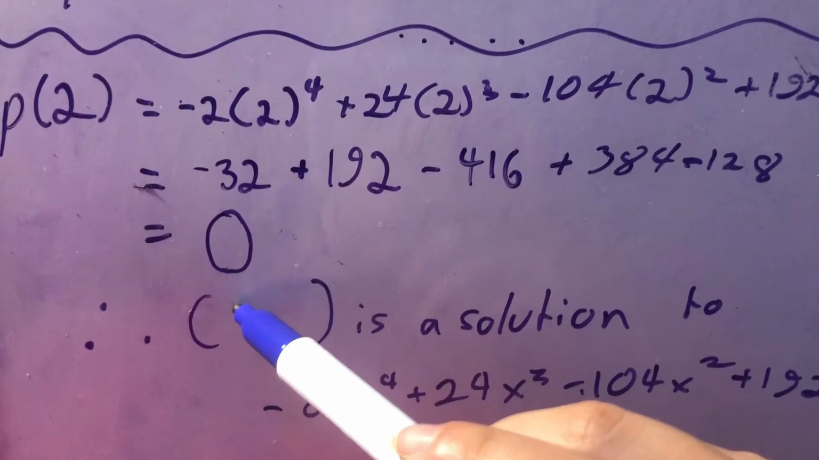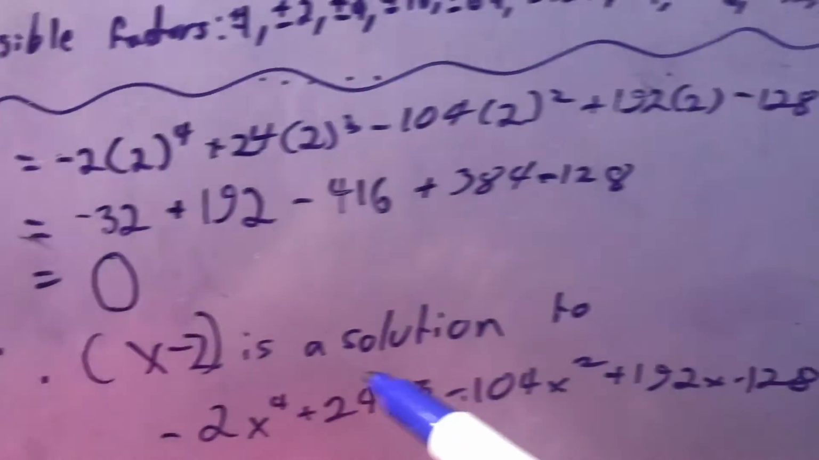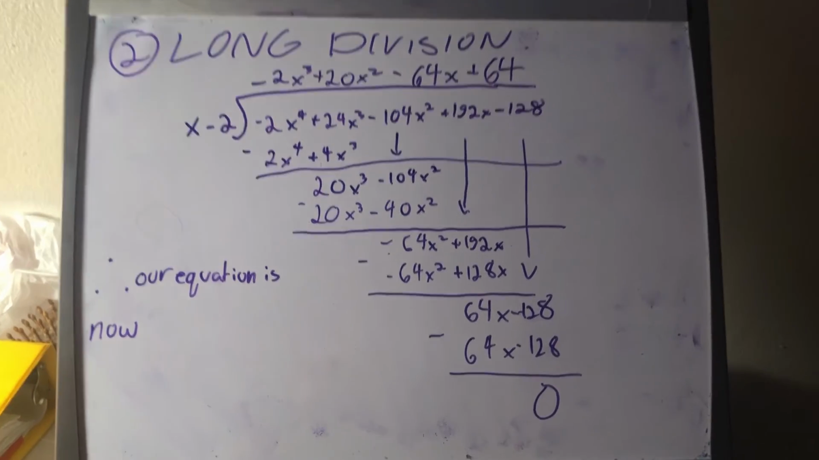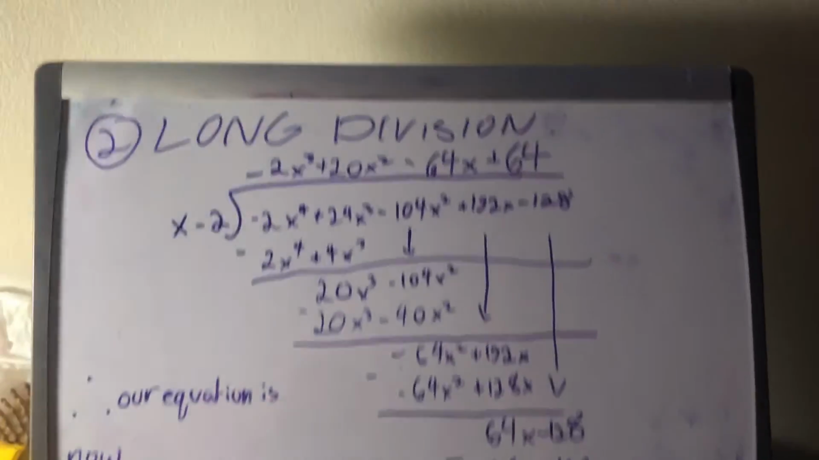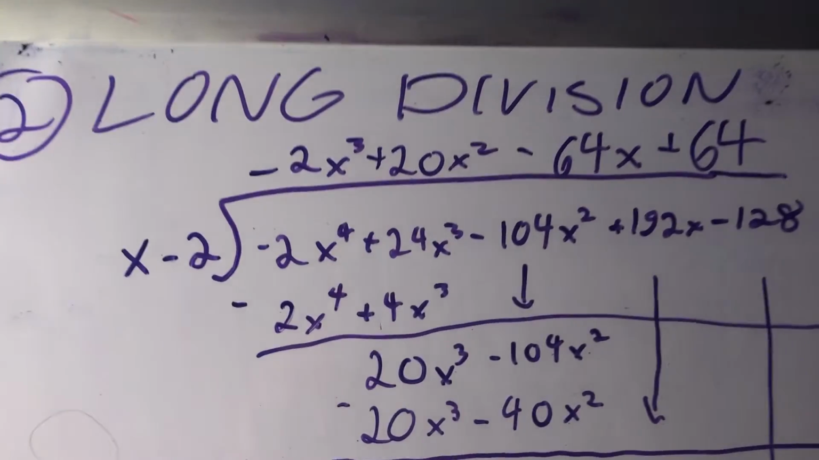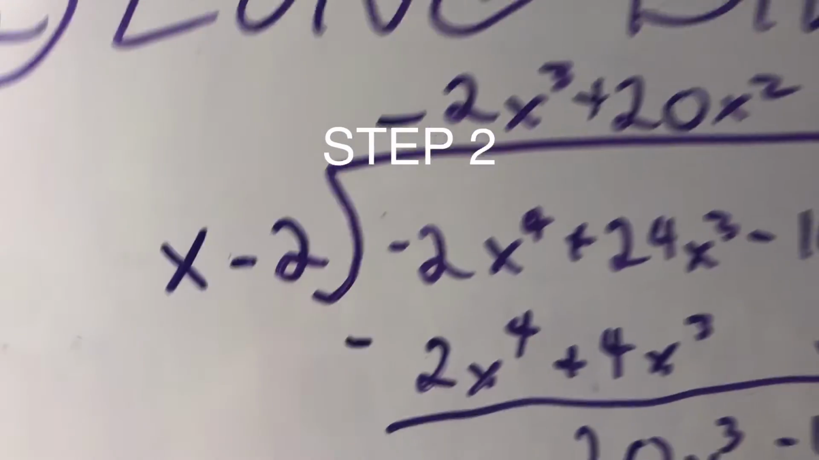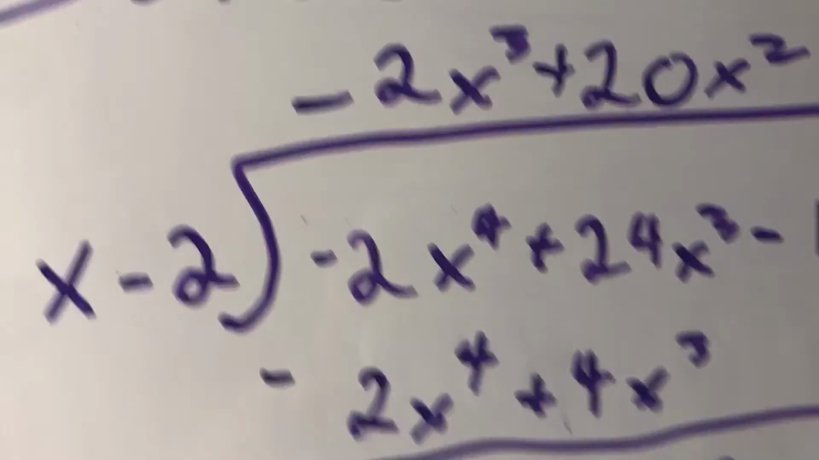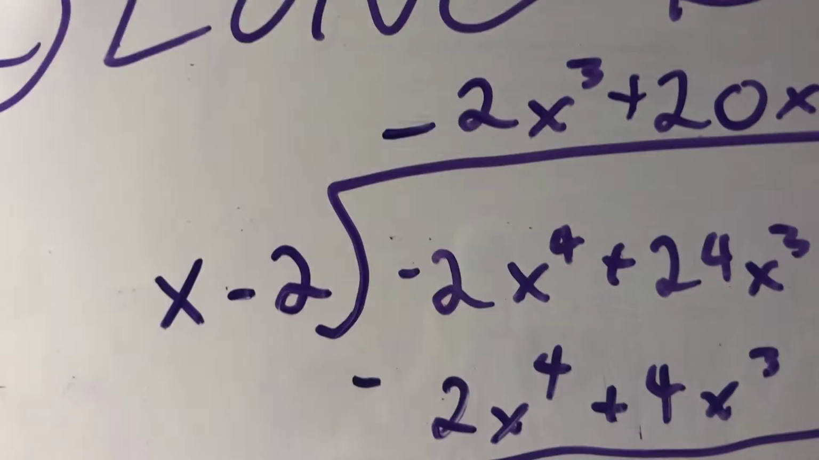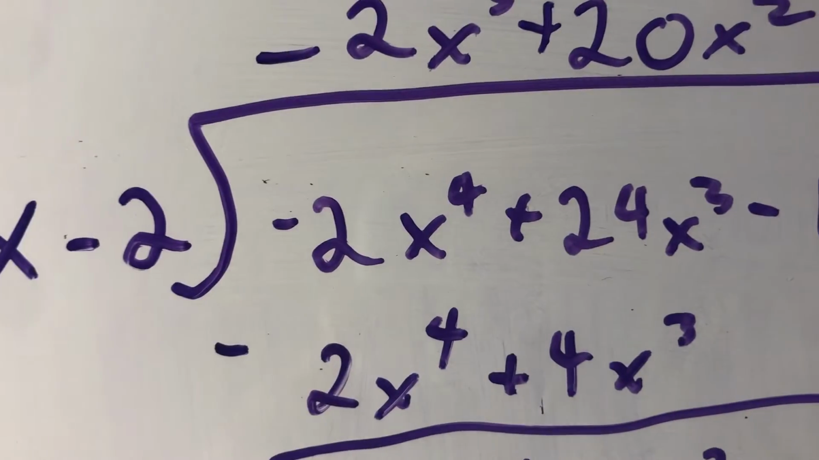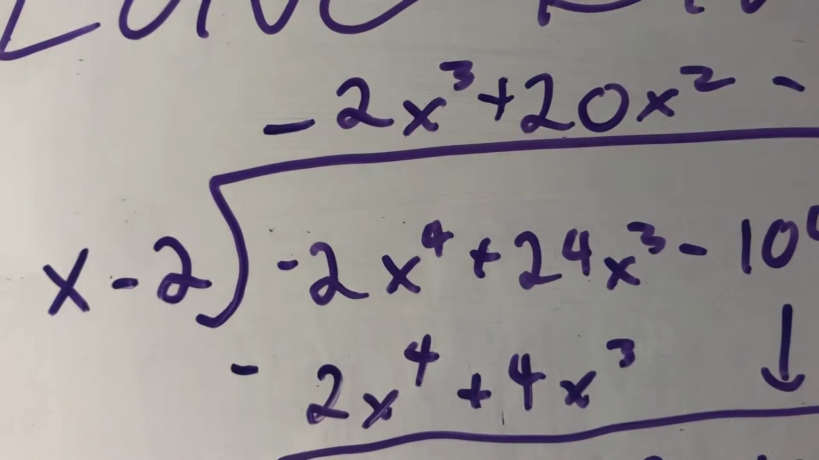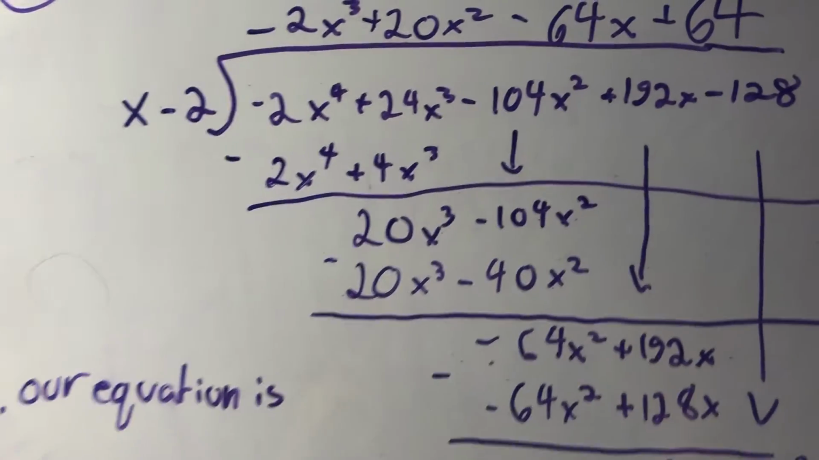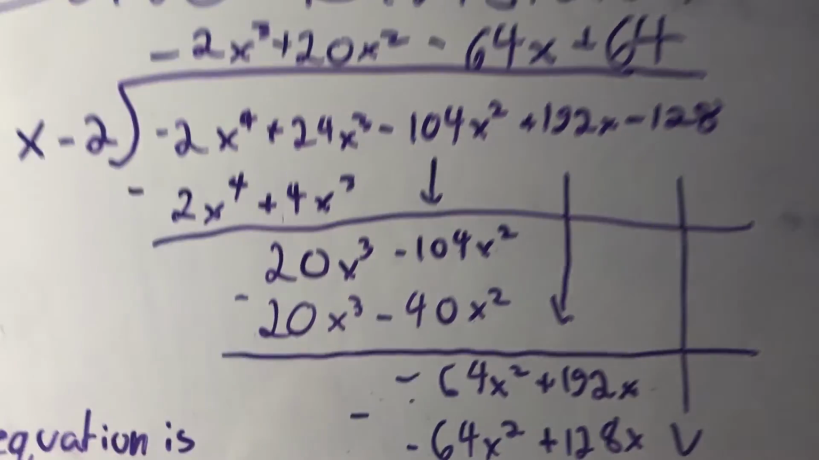Therefore, we know that x minus 2 is a solution to the polynomial. After our first step of finding the solution of when p(x) is equal to 0, like in the last problem, we then complete long division once again. So we see how many times you have to multiply x to get negative 2x to the fourth and write the answer in the quotient section. You multiply negative 2 by this number, and you write the sum here. So then you subtract, and you bring down your numbers.